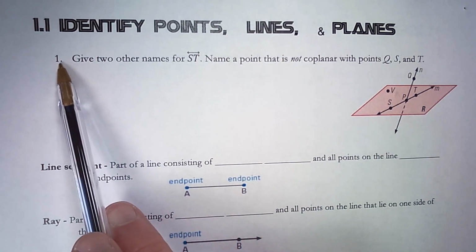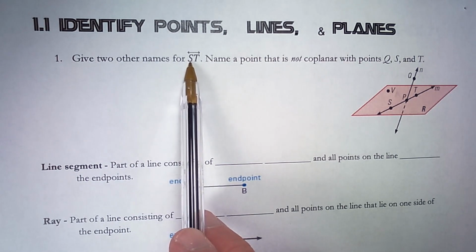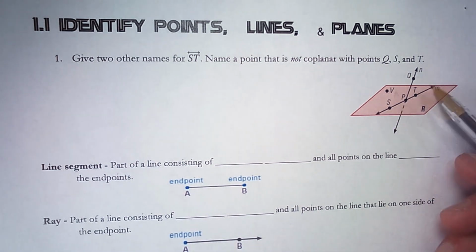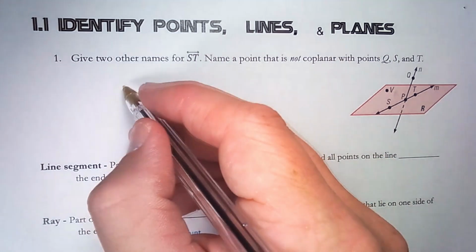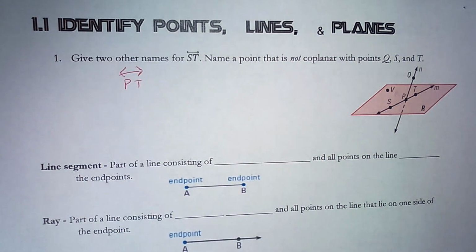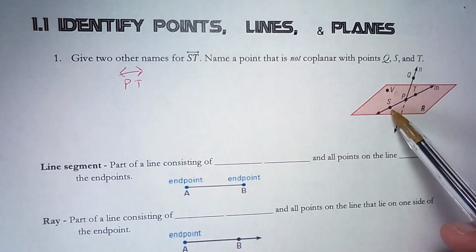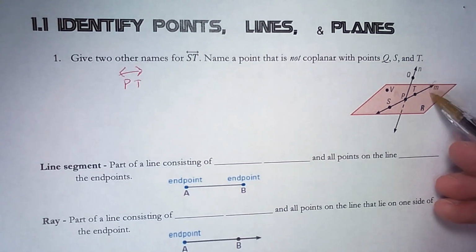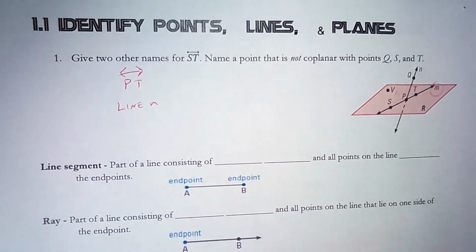All right. Practice problem number 1 here. Give two other names for line ST. So the line with S and T on it, I need two other names for that. So I could have line PT. I could have TS. I could just turn this around. I could have TP, ST, TS. I want to go this way. It has a label at the end of it, so I'm going to call it line M.